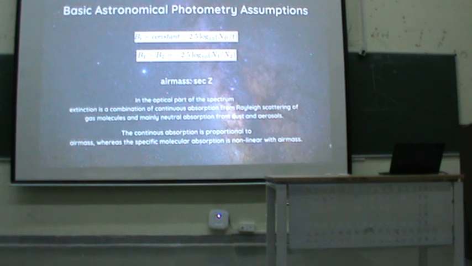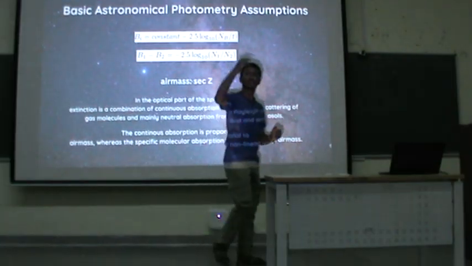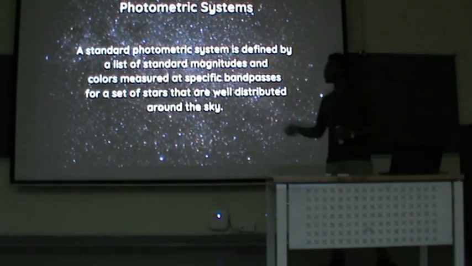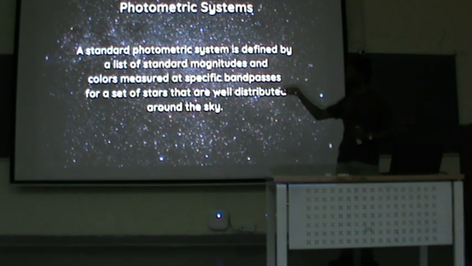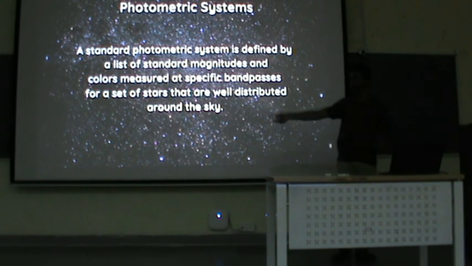So the choice of object depends on various factors, such as the band you are using and the region of the sky you are looking at. Okay, so for Johnson-Cousins systems we choose Vega as the reference star so that the Bi becomes 0, and similarly for other systems. And note the words: well distributed around the sky.